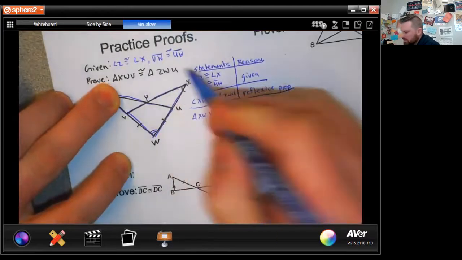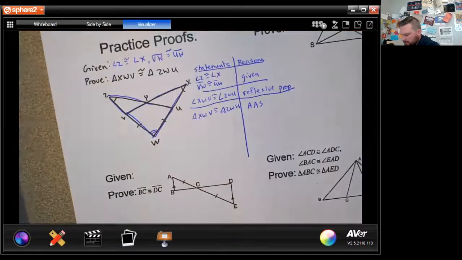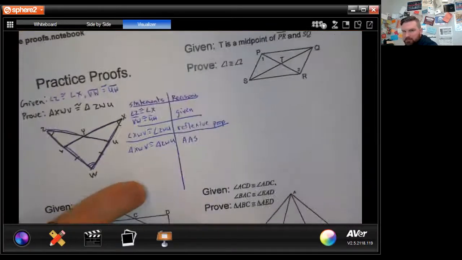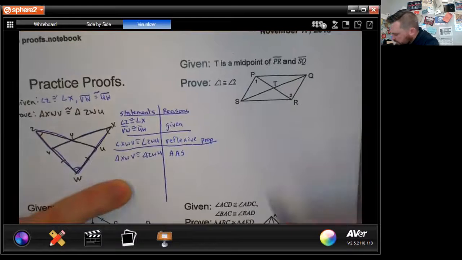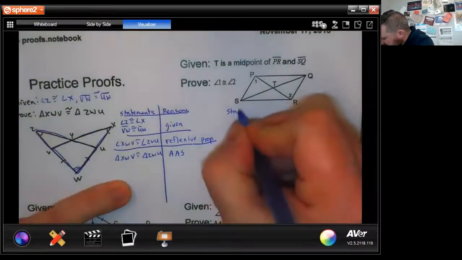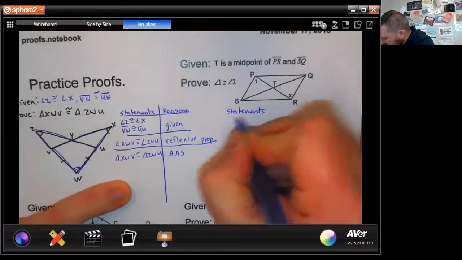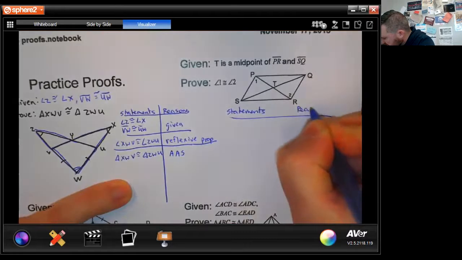So I just copy what's there, angle, side, and I'm done. Okay. Moving over here. So statements, reasons.